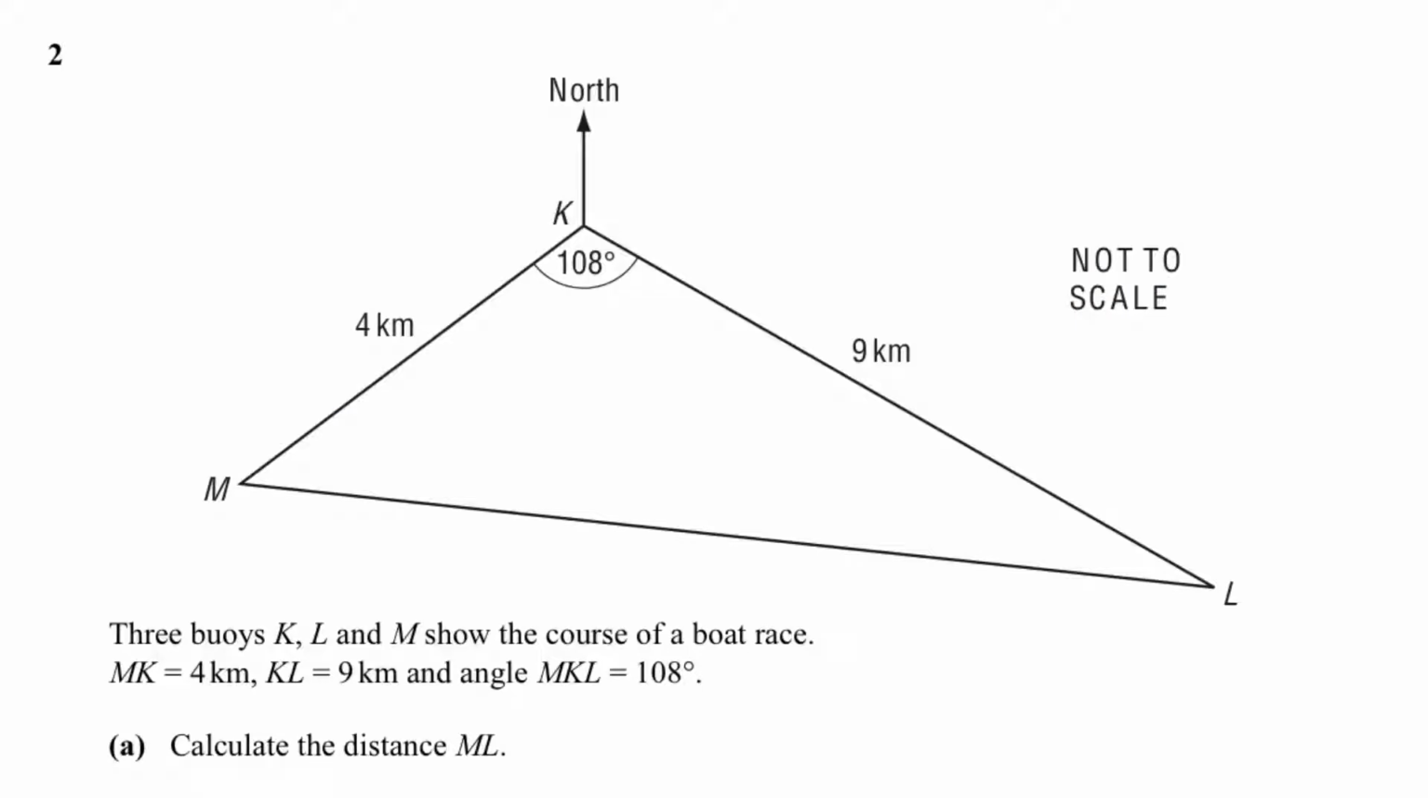Question number 2. We have been given a diagram here, and this looks like a bearing question. Let's read the question. 3 buoys, K, L, and M, show the course of a boat race. MK and KL are given to us, and the angle MKL is given to us as 108. Calculate the distance ML. When two sides and an included angle are given to you, it means it's the cosine rule, so we have to use the cosine rule.